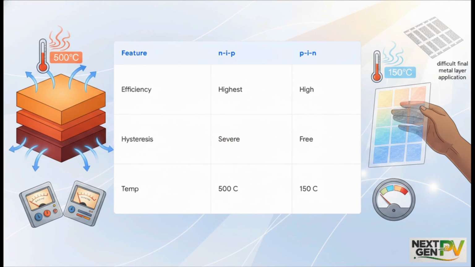Inverted PIN, on the other hand, is completely hysteresis-free. That means incredibly stable power output, plus its low-temp printing makes it absolutely perfect for cheap, flexible plastics. The trade-off? Well, historically it's had slightly lower voltage and very delicate top contacts. Because those PIN structures are so smooth and thin, applying that final heavy metal layer on top without accidentally damaging the delicate layers underneath is notoriously difficult.